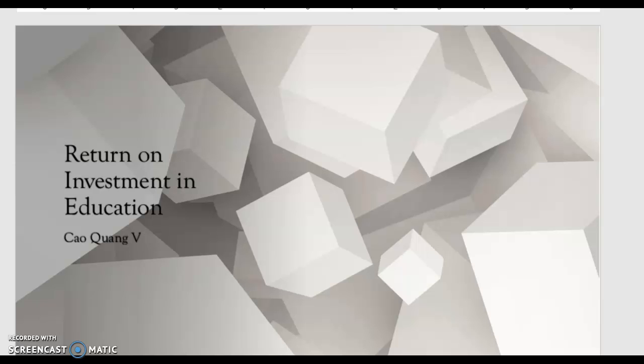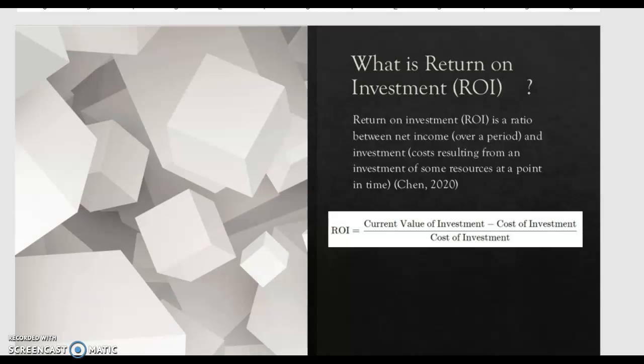Return on investment, or ROI, is one of the most useful tools. What is return on investment? Return on investment is a concept borrowed from business majors. The return on investment is a ratio between the net income over a period and the investment cost that results from an investment of some resources at one point in time.